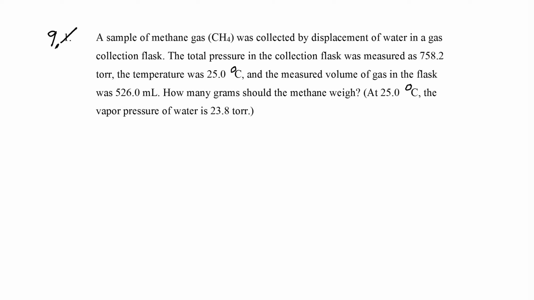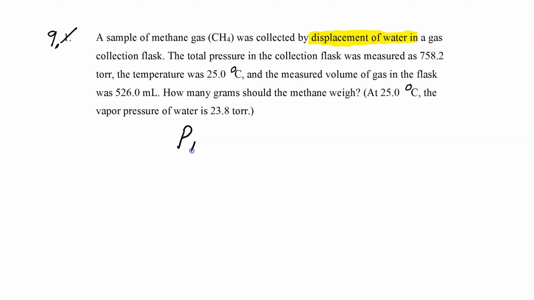And we're told a very important piece of information. At 25 degrees Celsius, the vapor pressure of water is 23.8 torr. That's important to know because since the gas methane was collected by displacement of water, we have two gases in the flask. We have gases from the methane molecule and we have water gas molecules as well. So again, this is a partial pressure problem, but in reverse from problem number 8.